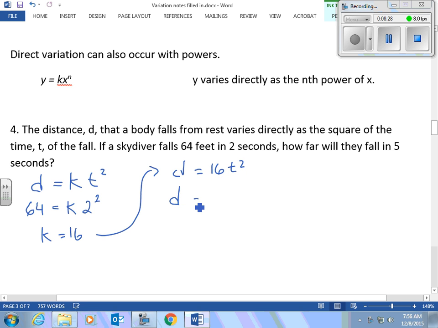So our distance now is 16t squared. We want to find out how far they'll fall in 5 seconds. So it's 16 times 5 squared, 16 times 25. So our distance will be 400 feet. And hopefully shortly after that they open up their parachute.